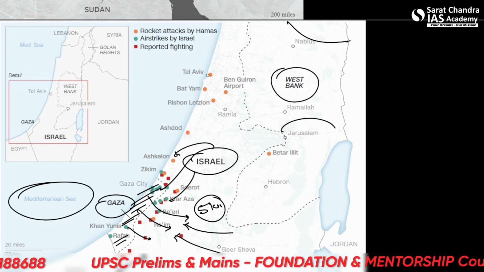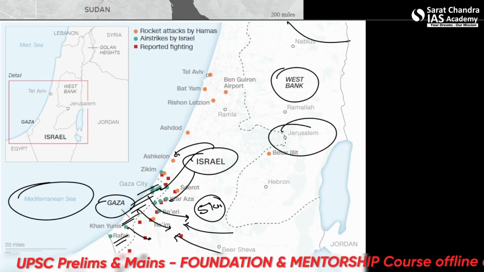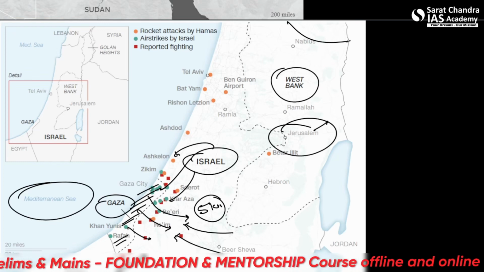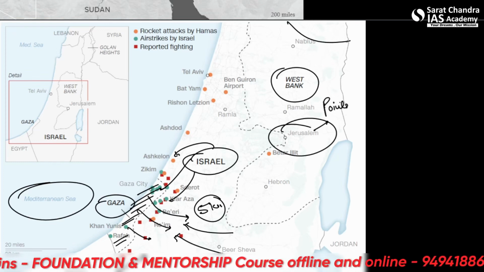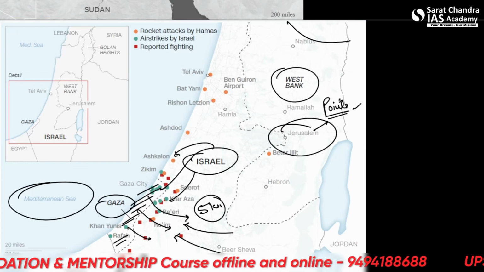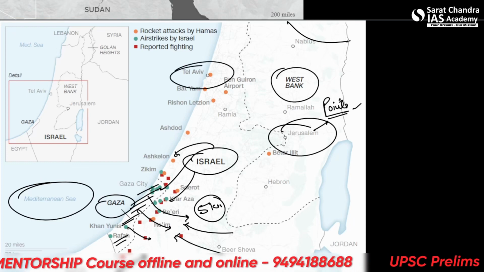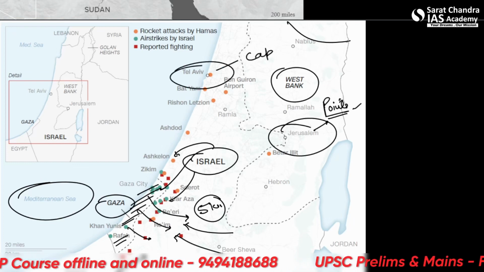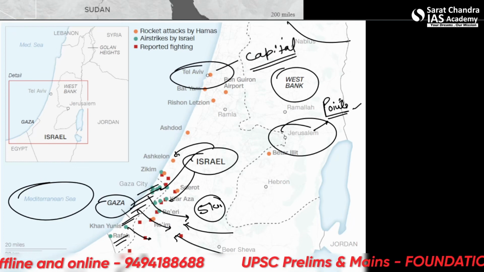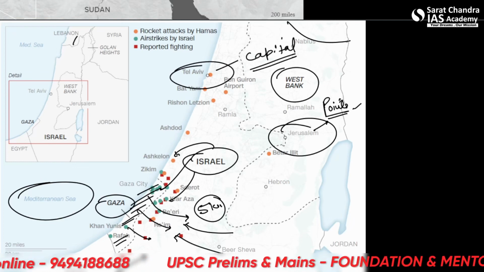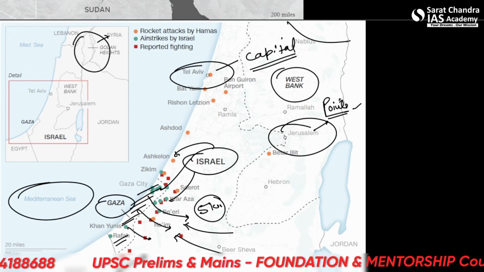This is the territory of Jerusalem, which is one of the major points of conflict between the Jews and the Arabs. This is Tel Aviv, which is the capital of Israel. In this map here, you can see the Golan Heights, which Israel won from Syria in a war.